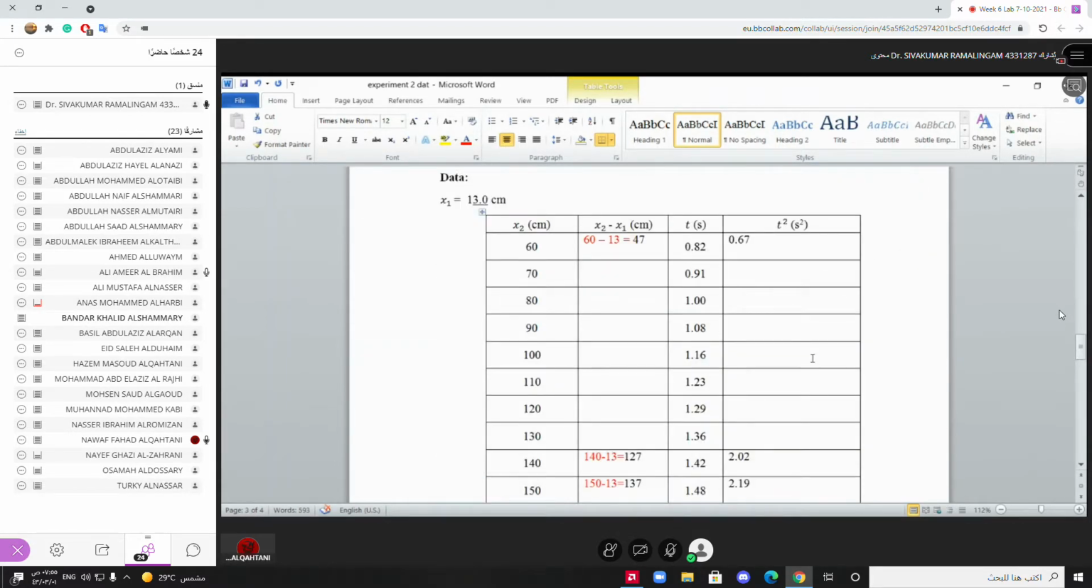Doctor, can I take the four decimals after the point? Yes, you can keep them, because I'm going to use them only for calculation. Mm-hmm.